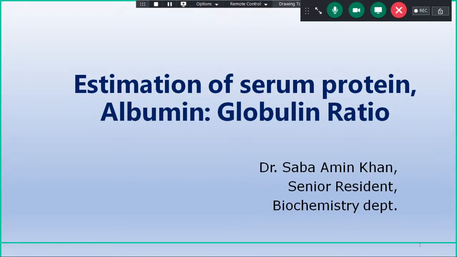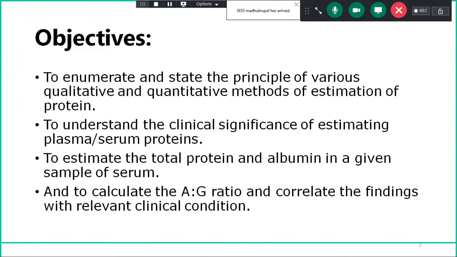Good afternoon, everyone. I am Dr. Sabha Amin Khan, senior resident in the biochemistry department, and I will be taking your today's practical session on estimation of serum protein, albumin and globulin ratio. Are all of you able to hear me? If you have any query, you can write in the chat box at any point of time, and you can also unmute yourself and ask.